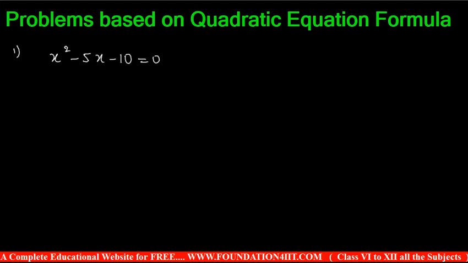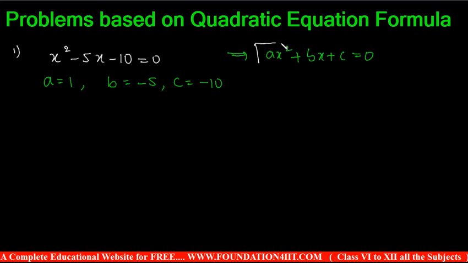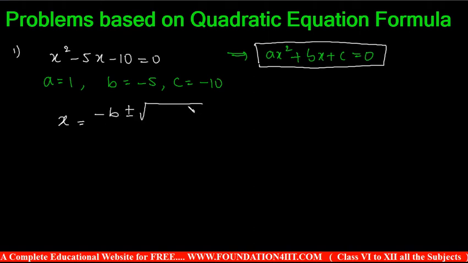So in this case, we can take the a value. a is equal to the x square coefficient, which is 1. b is equal to the x coefficient, minus 5, and c is the constant, minus 10. This is from the general form, that is ax square plus bx plus c is equal to 0. Based on this general form, we have a, b, c values. Now see the quadratic formula: x is equal to minus b plus or minus square root of b square minus 4ac, all divided by 2a.